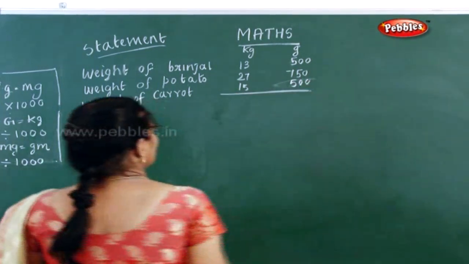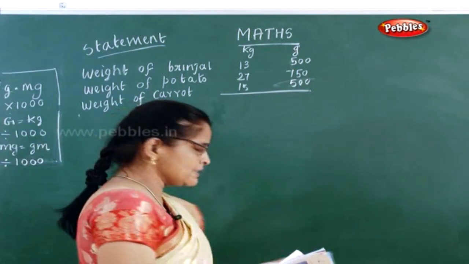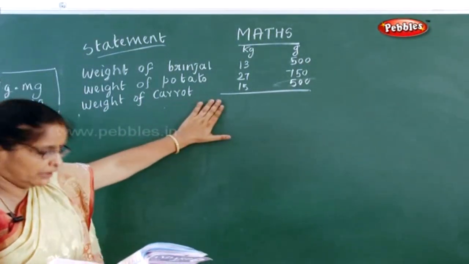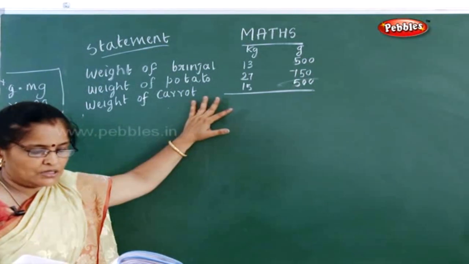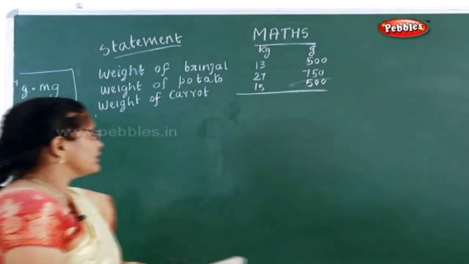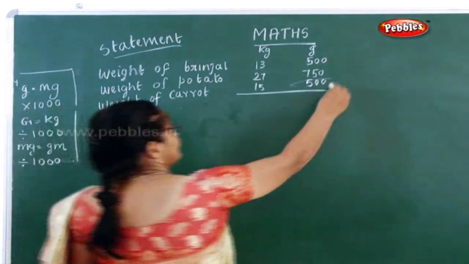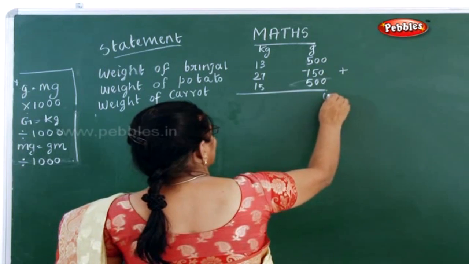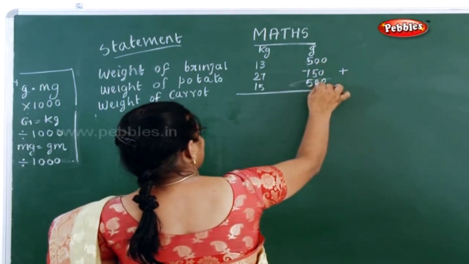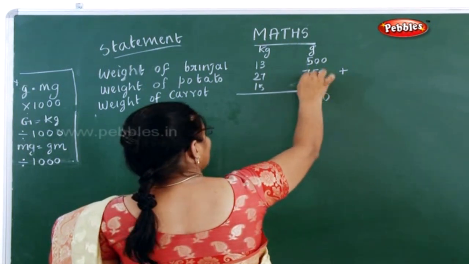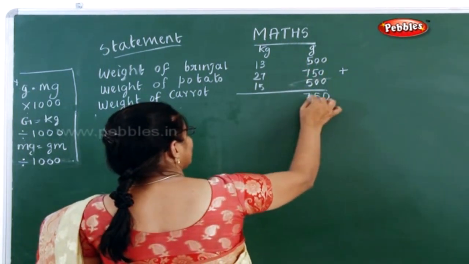Now, what do you have to do here? See, always after reading the statement sums, you have to find out what the question is. What is the question they have given? Find the total weight. So, when they ask the total weight, immediately you have to put plus. What is 0 plus 0 plus 0? 0. 0 plus 5, 5. 5 plus 0, 5. What is 5 plus 7? 12. 12 plus 5, 17.